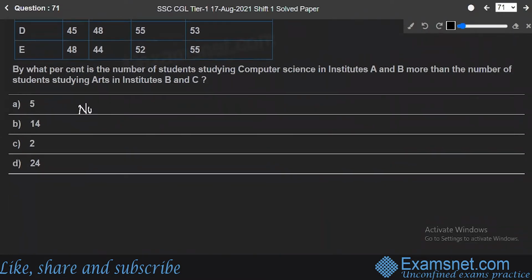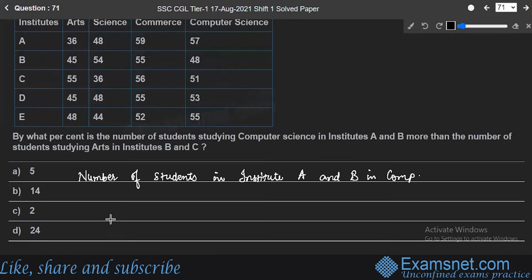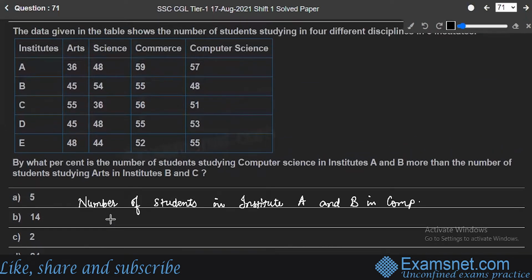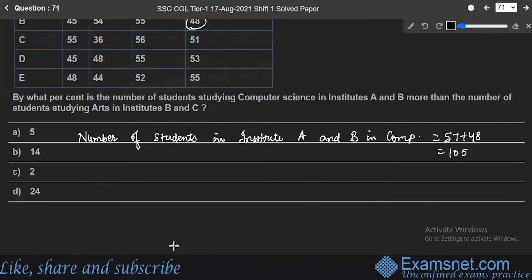Let's write down the number of students in institute A and B in computer science. How many are they? See, A and B, it's 57 and 48. Let's add 57 plus 48. This gives you 105.